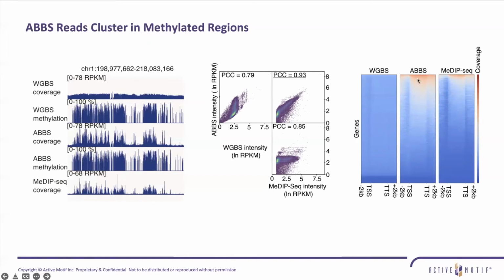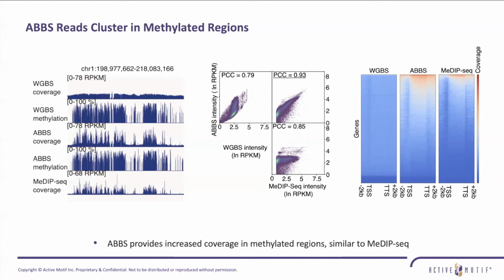Most of the bulk of the methylation is in gene bodies, and MEDIP-seq shows a similar profile, but we do not see any enrichment whatsoever for whole genome bisulfite sequencing. So in conclusion, we can say that ABBS provides increased coverage in methylated regions, and that is similar to MEDIP-seq.